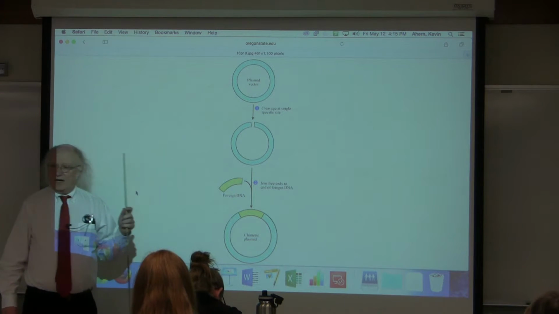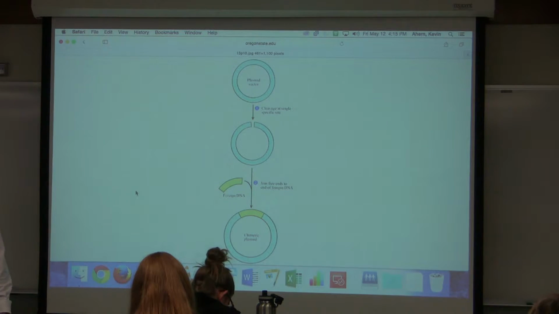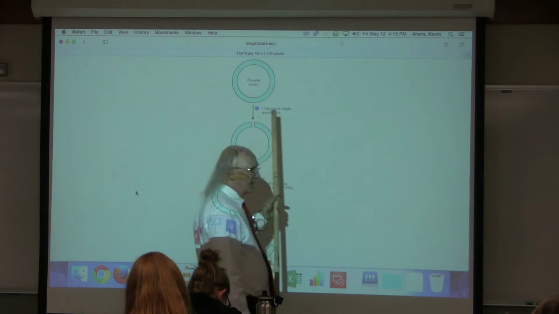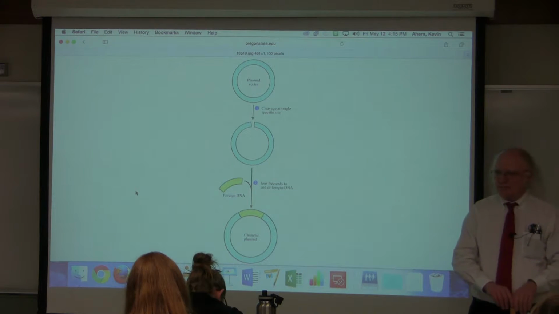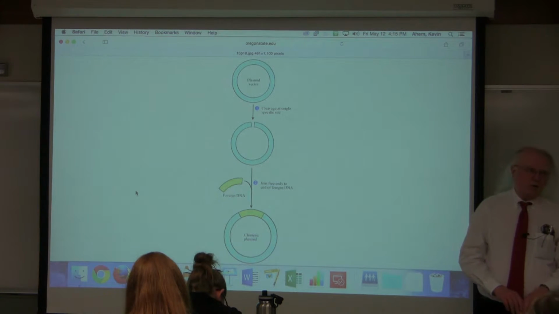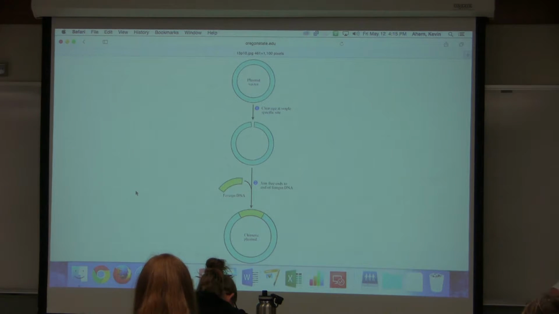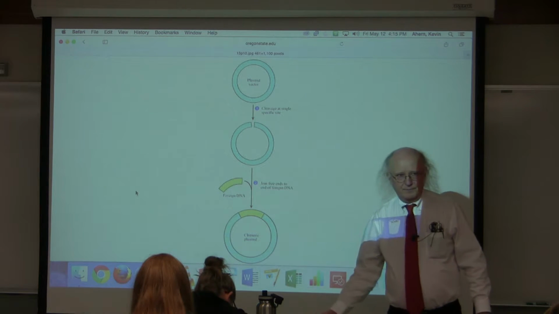One is that it always has at least a replication origin, meaning that it can replicate in the target cell. The second thing that it typically has is what we call a selectable marker. So a selectable marker is something like a gene that gives either a color or a resistance to an antibiotic, and they're both used. Okay? The most commonly used ones are resistance to an antibiotic.